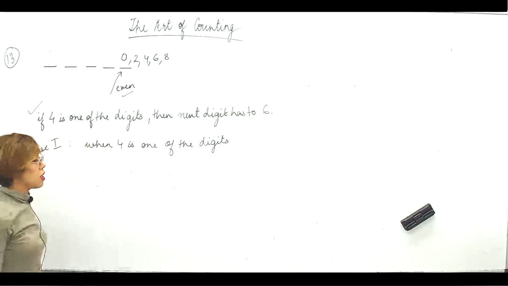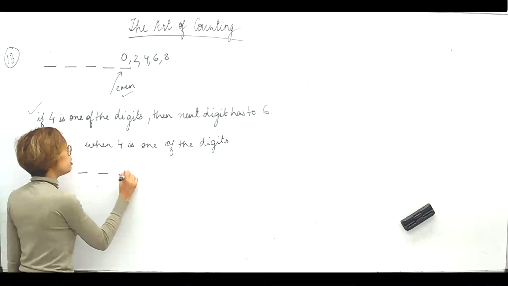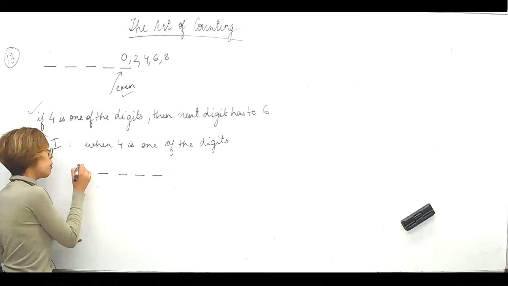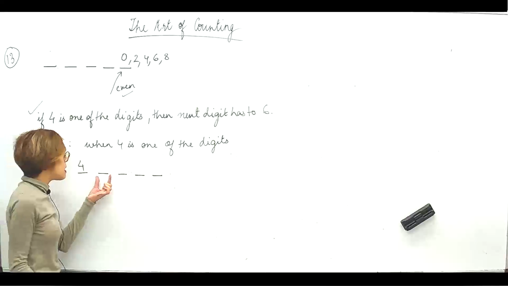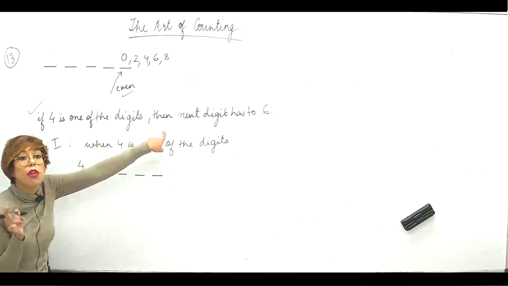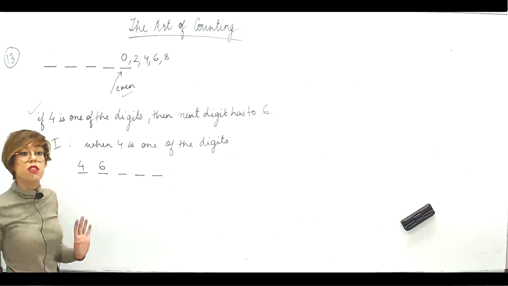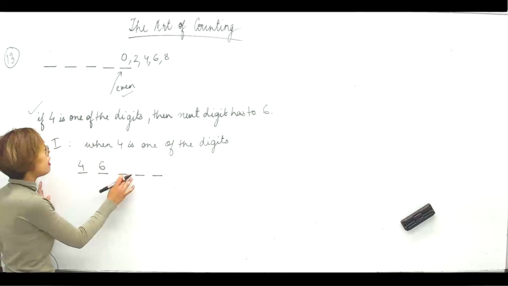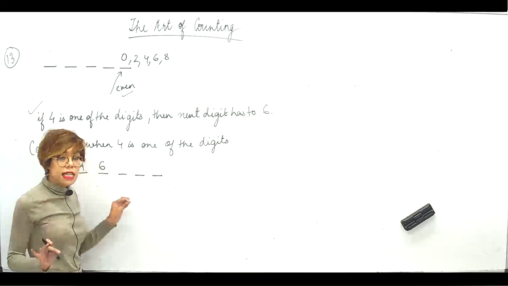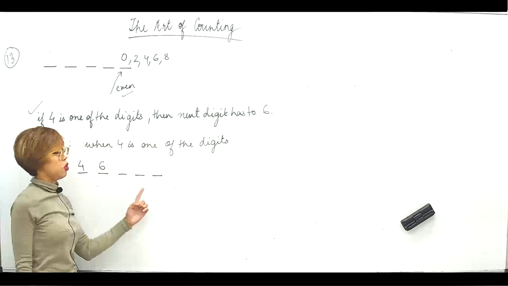And 4 is one of the digits, so let's talk about the places of 4. Let's start with this one. 4 can come over here. That means 6 has to be here, because if 4 is one of the digits, the next has to be 6. So 6 is here. Now let's fill up these places. Initially I will only consider the cases where just one 4 comes into the picture.